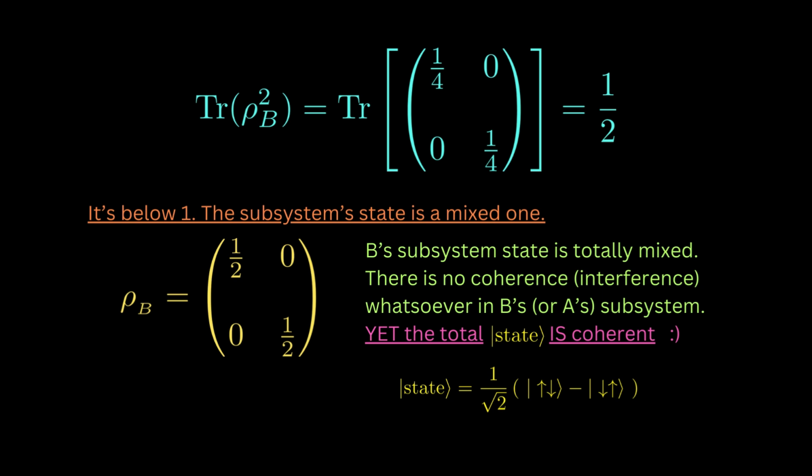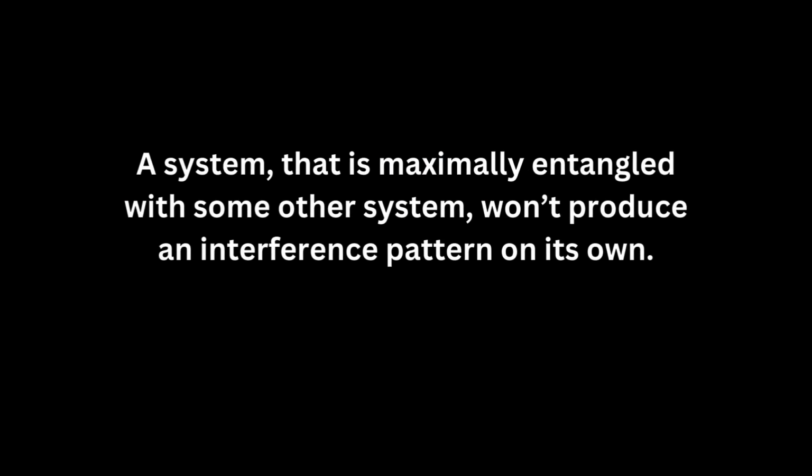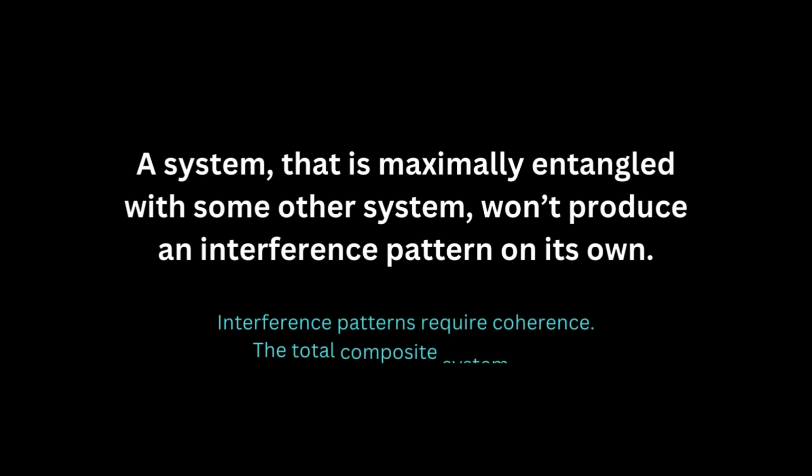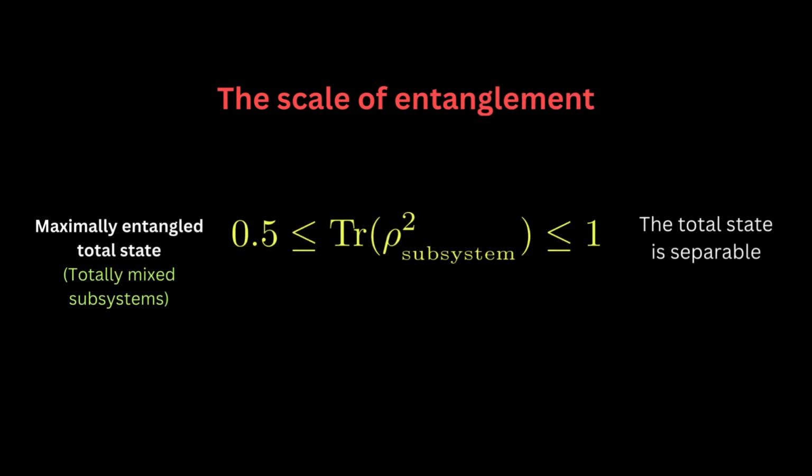Furthermore, since the off-diagonal elements are 0, there is no type of coherence or interference within one single subsystem. In wave terms, a subsystem that is maximally entangled with another subsystem will not be able to form an interference pattern, as it has no coherence in it. This is entanglement. And here is the scale of its strength.